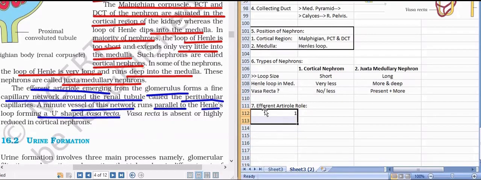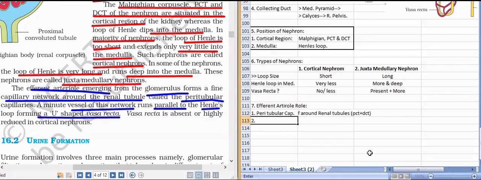So first, the peritubular capillary. Next, this capillary is made around the renal tubules, like PCT and DCT. They didn't mention DCT actually.